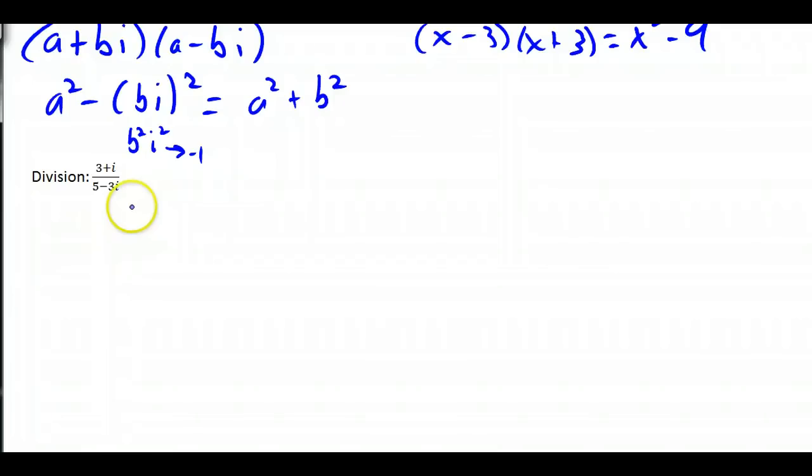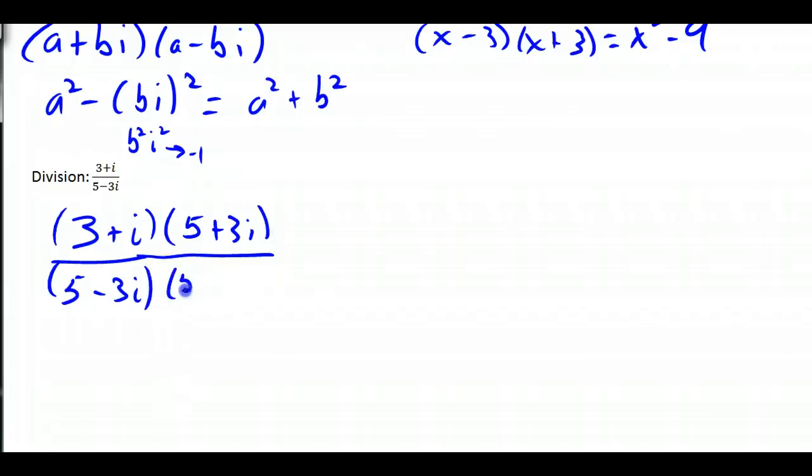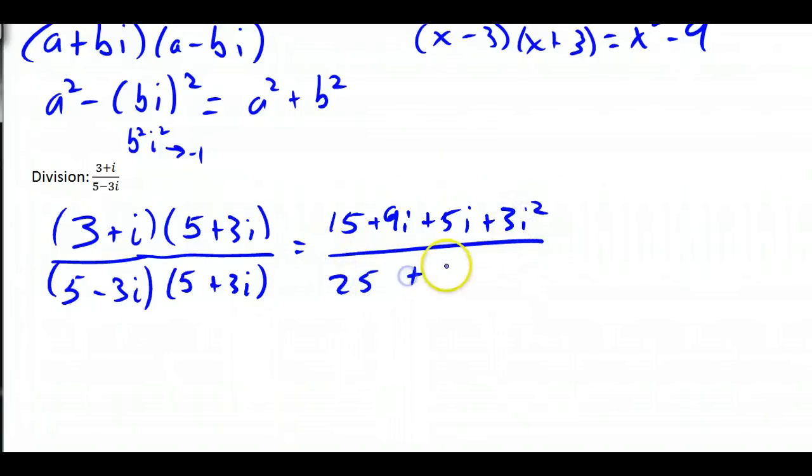Well, we're going to use that when we do division. So if I want to divide 3 plus i by 5 minus 3i, we don't like i's in the denominator. And so I'm going to multiply the top and the bottom by the conjugate of the denominator, in this case, 5 plus 3i. We're going to do FOIL on top, so I'm going to get 15, and then 9i, and then 5i, and then 3i squared. On the bottom, I'm going to get 25 plus 9 because of our little rule right there.